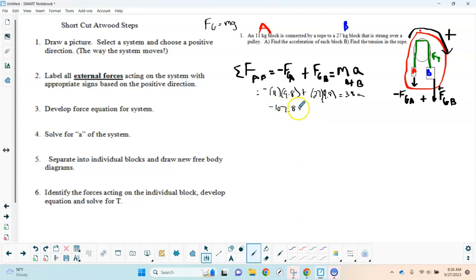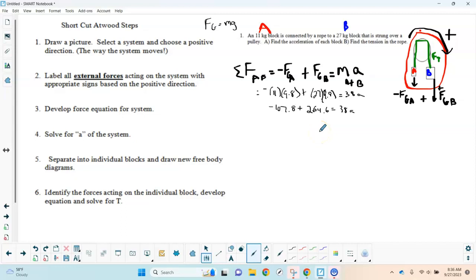And then the second, force gravity of B, is 264.6, and that's equal to the 38A. Again, 38 just came from 11 plus 27. You're going to add those two forces together, and you get something like, oh, I didn't do that on the paper, so let me check.